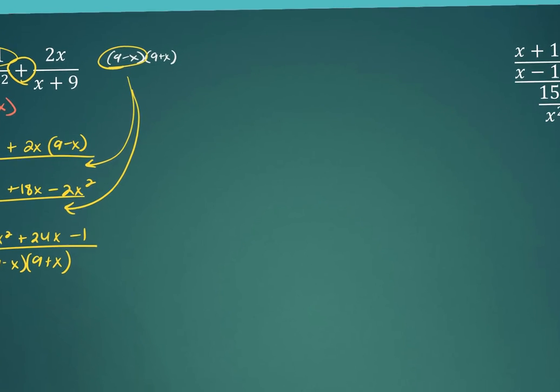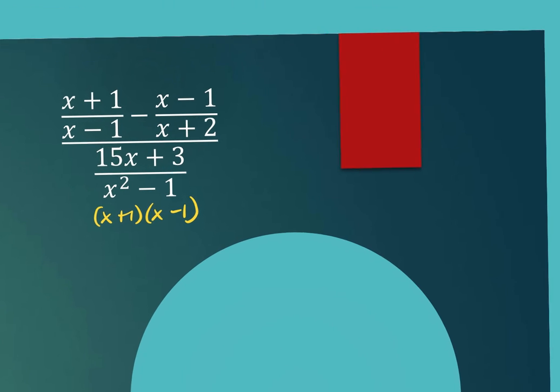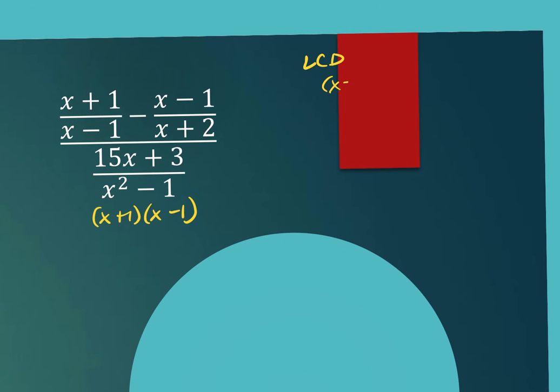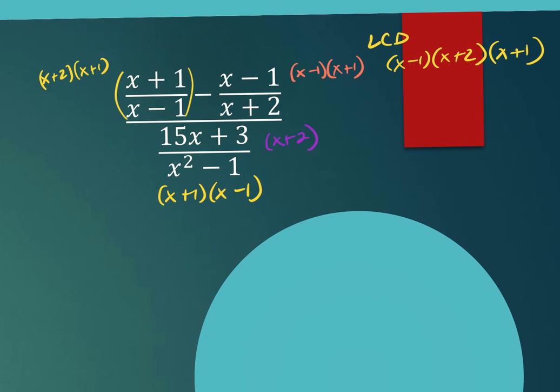The last one, the bottom factors, x plus 1 and x minus 1. I'm just going to finish it real fast. Least common denominator is x minus 1, x plus 2, and then x plus 1. So the first fraction is missing the x plus 2 and the x plus 1. The second fraction is missing the x minus 1 and the x plus 1. And the denominator is missing the x plus 2. All the other stuff cancels out.